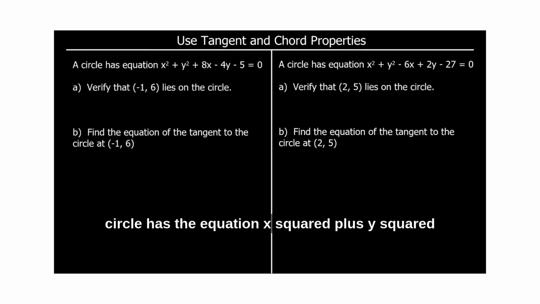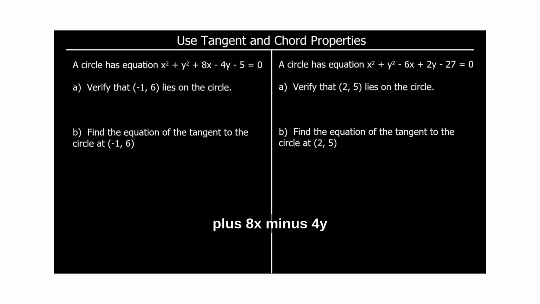A circle has the equation x squared plus y squared plus 8x minus 4y minus 5 equals 0. Verify that (-1, 6) lies on the circle. So if this point is on the circle, x squared plus y squared plus 8x minus 4y minus 5 should be equal to 0. It makes the equation true, makes the left side equal the right side.